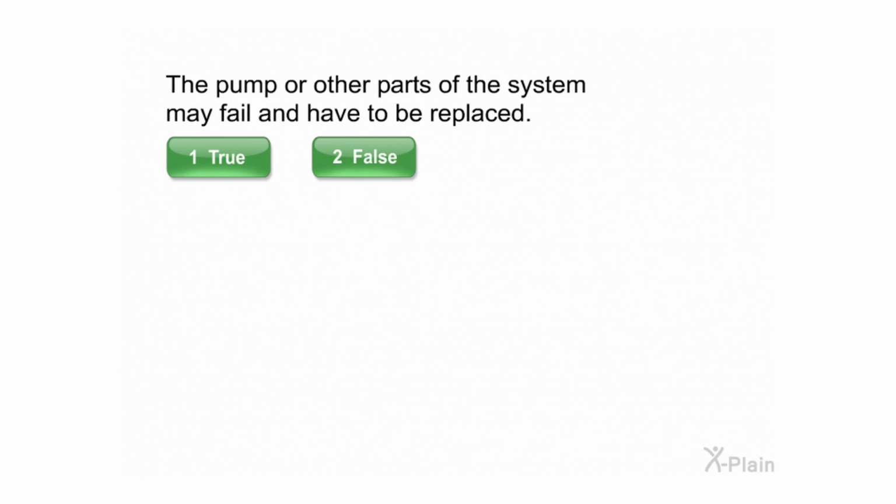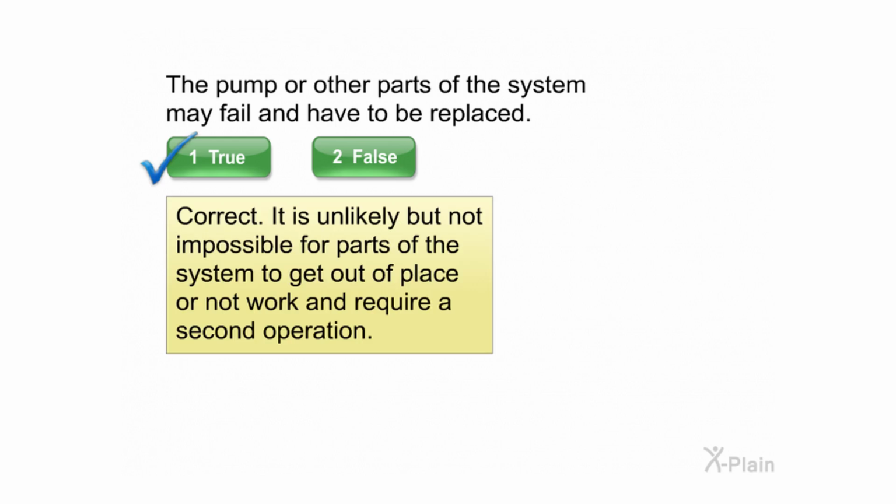The pump or other parts of the system may fail and have to be replaced. Select true or false. Correct. It is unlikely, but not impossible, for parts of the system to get out of place or not work and require a second operation.